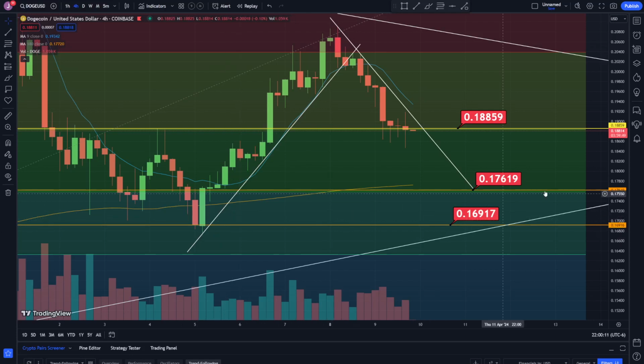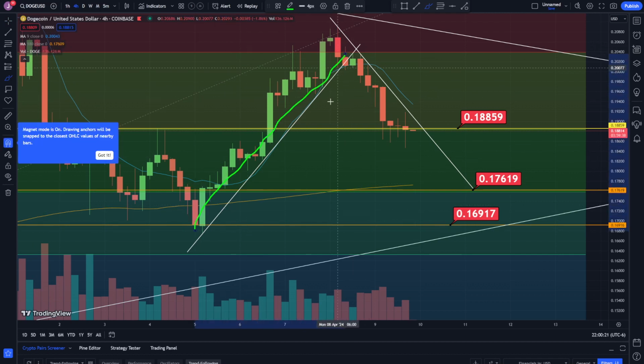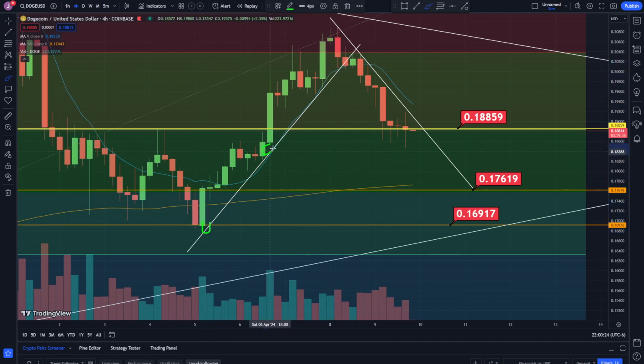My next targets on Dogecoin are 17619 and 16917. Those are where my next limit orders are. We had an uptrend. We were watching these supports.